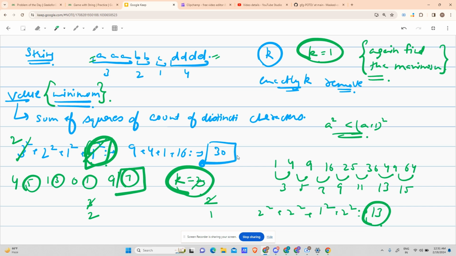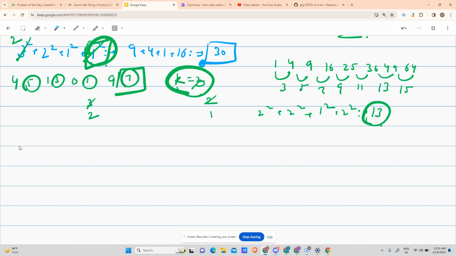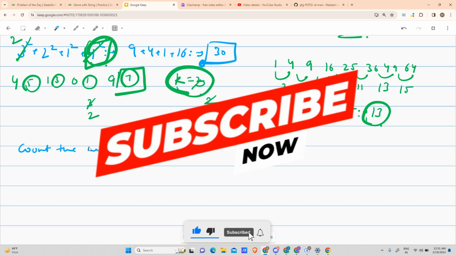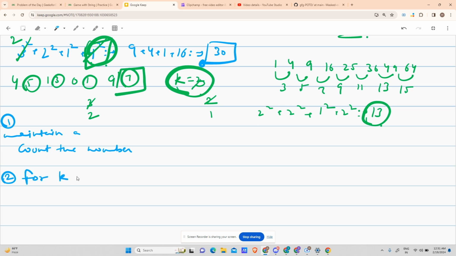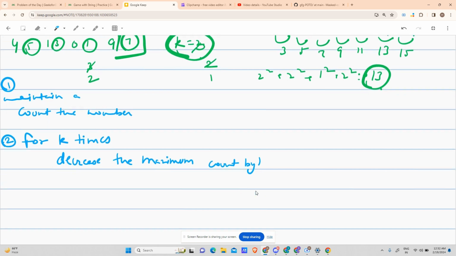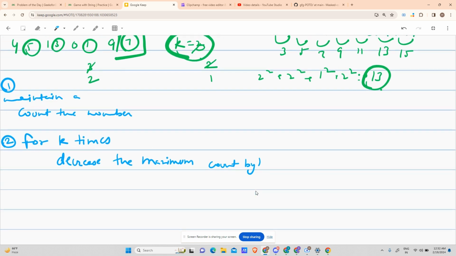Okay. So what was our algorithm? Our algorithm was: first, count the number of distinct characters. Maintain a count. This was the first step. In the second step, for k times, decrease the maximum count by 1. That is what we were doing. We were decreasing the maximum count by 1 only.